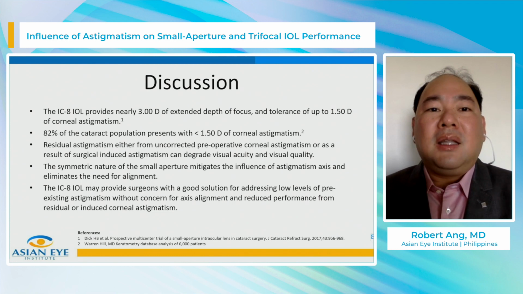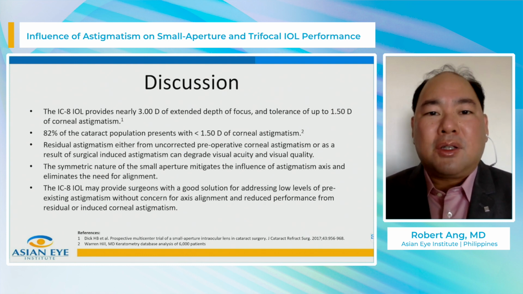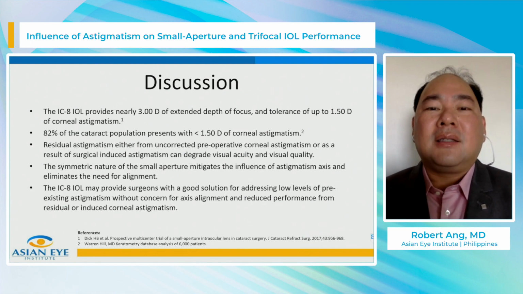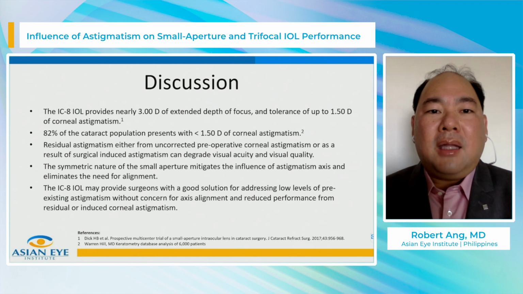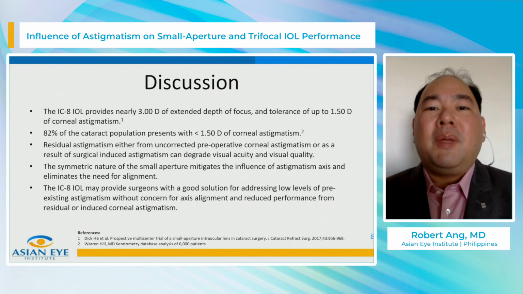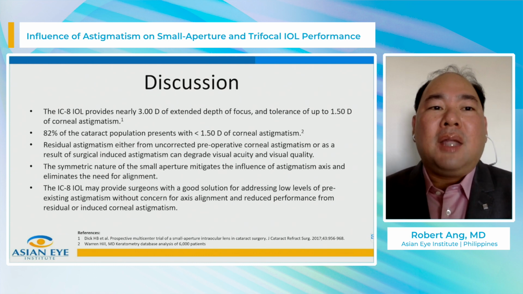It also eliminates the need for alignment, so we don't have to compute the toric IOL axis before surgery. We don't have to mark the corneal axis pre-op at the slit lamp, and we don't have to mark it intraoperatively. So there's a big convenience factor here if you use the IC8. So the IC8, in conclusion, may provide surgeons with a good solution for addressing low levels of preoperative astigmatism without worrying about axis alignment after surgery. You also don't have to worry about reduced performance or degradation of vision if your IOL rotates after surgery.